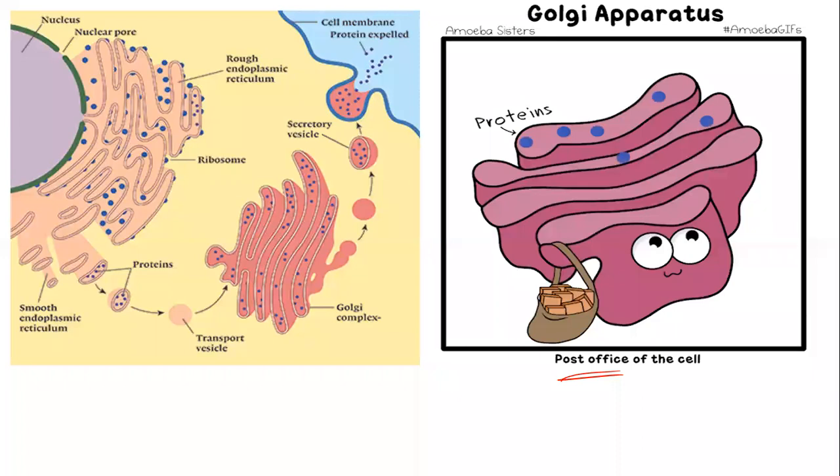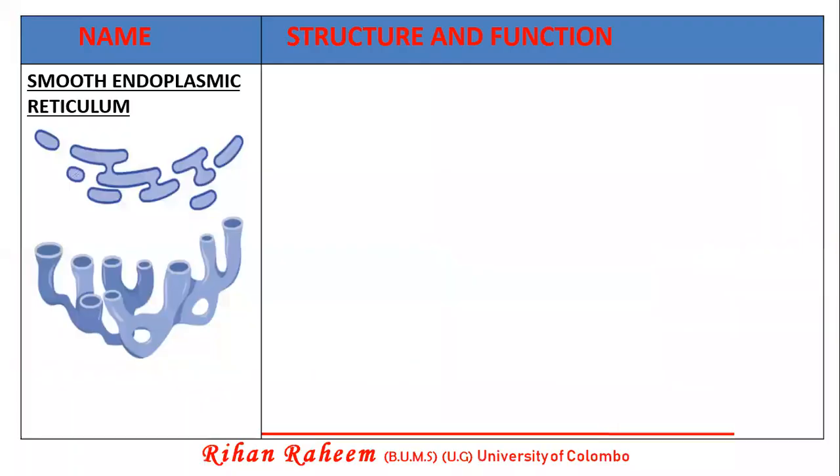Not only within organelles, from one cell to the outside also they can send. They can send things from inside to outside. Okay, then we'll go to the next one. SER, smooth endoplasmic reticulum. So normally I give a short form. This is like a sister. Smooth endoplasmic reticulum like a sister. So SER. For this also I have a story.